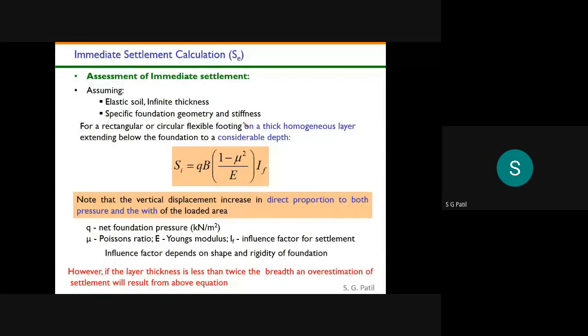Now coming to the elastic settlement. How do we find out the elastic settlement? As I told, elastic settlement is prominent in which kind of soil? Sandy type of soil.